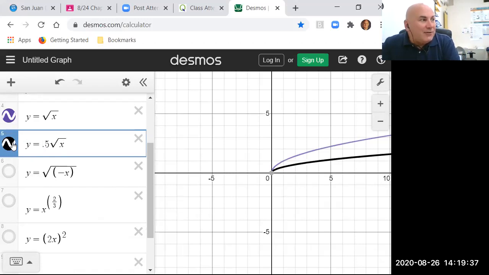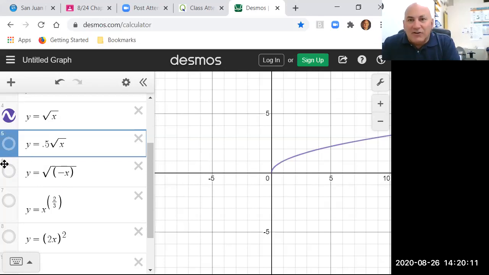Now, what happens to a graph when we replace x with negative x? Think that to yourself. What happens to that graph? So here we have y equals the square root of x. Here we have the square root of negative x. It reflects around the y-axis. Because the y value for 5 here is the same as the y value for -5, it's the same y value, just the opposite x.